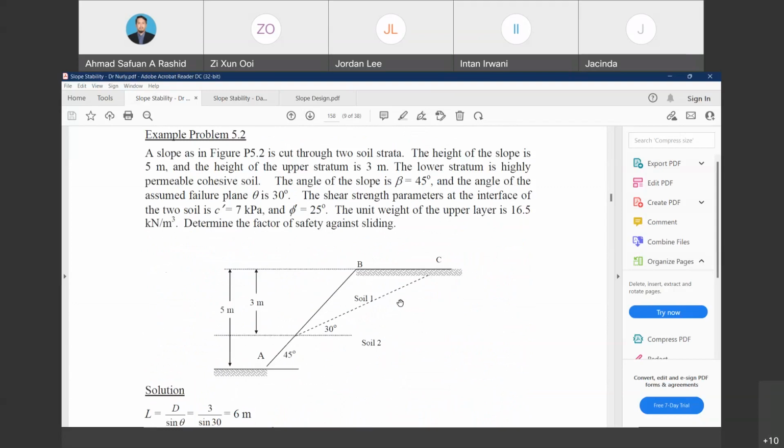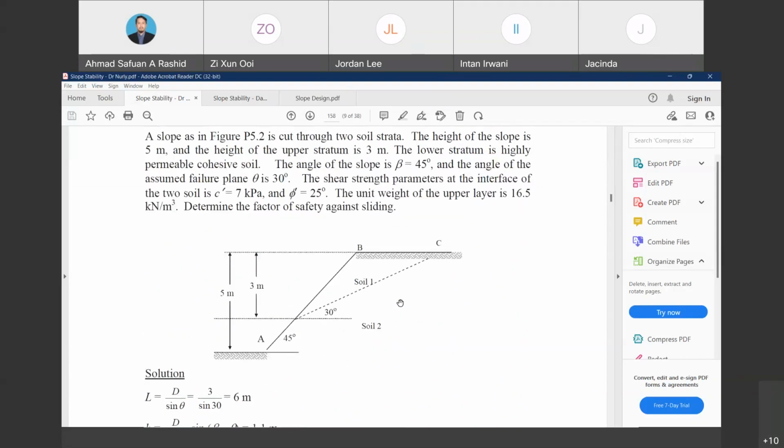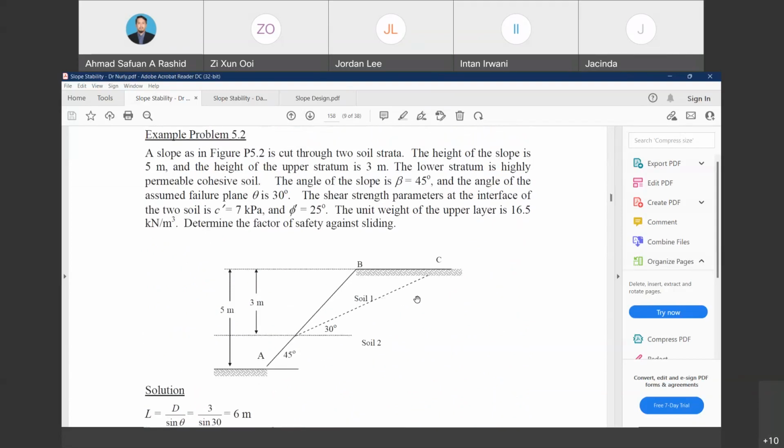So for the first example, a slope as in figure 5.2 is cut through two strata. The height of the slope is 5 meters, and the height of the upper stratum is 3 meters. The lower stratum is highly permeable cohesive soil. The angle of the slope, beta, is equal to 45, and the angle of the assumed failure plane, theta, is equal to 30.